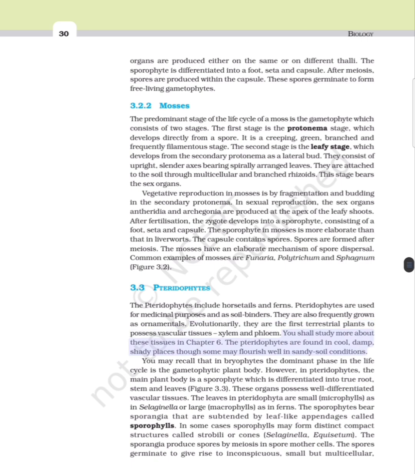The pteridophytes are found in cool, damp, shady places, though some may flourish well in sandy soil conditions. You may recall that in bryophytes the dominant phase in the life cycle is the gametophytic plant body. However, in pteridophytes, the main plant body is a sporophyte which is differentiated into true root, stem and leaves, Figure 3.3. These organs possess well-differentiated vascular tissues.